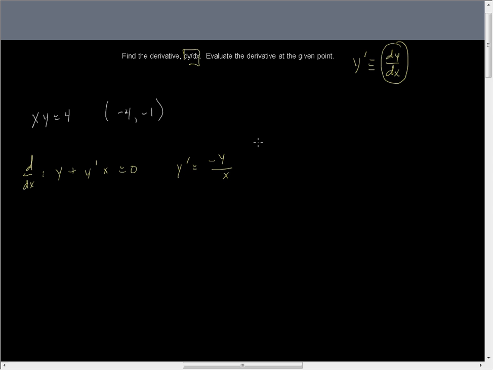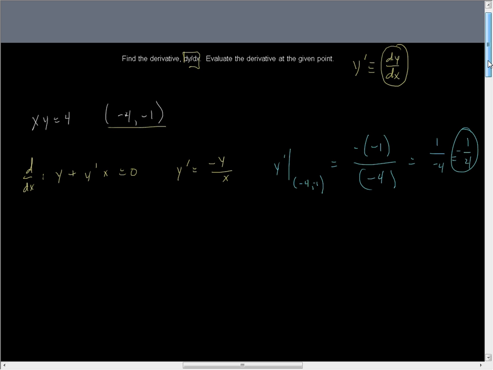And so I'm going to go ahead and evaluate this now. So what I can do is input the values that I'm dealing with. And so now I have y prime. Now y prime evaluated at the point -4 comma -1 is equal to the negative of -1 over -4, which is 1 over -4, which is just -1/4. And there's our answer. All right, so it's really not that bad. All you're doing is adding the second step. Once you find the derivative, you simply have to plug in the values and you're done.